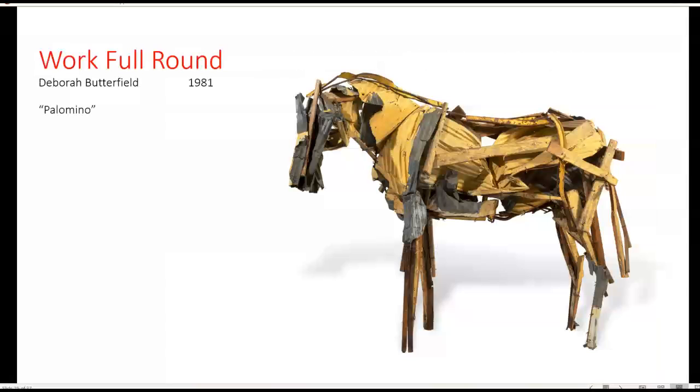Here's some more full round work. This is Deborah Butterfield. She also uses found objects. This one is actually metal that she's constructed, welded, or however she puts them together. They're full-sized horses. Oftentimes, I think the pieces that you see most often are driftwood she's found on the beach that she's put together, and then those pieces are cast in bronze. And you can see them in lots of museums. I've even seen them on college campuses, but they're pretty wonderful.